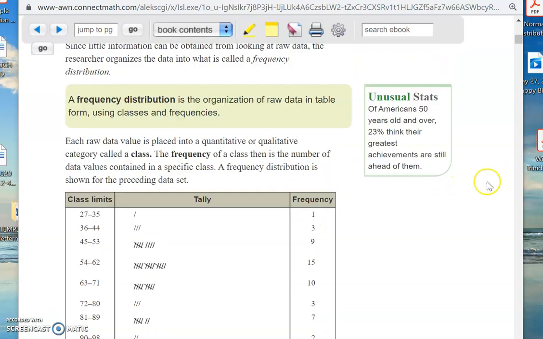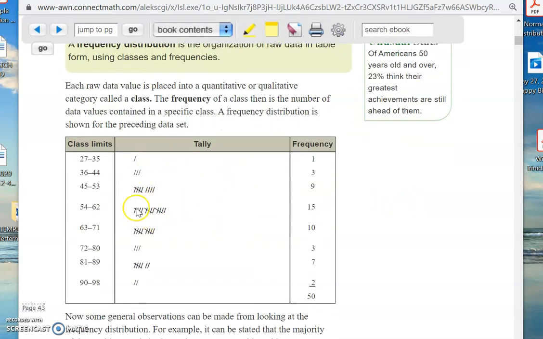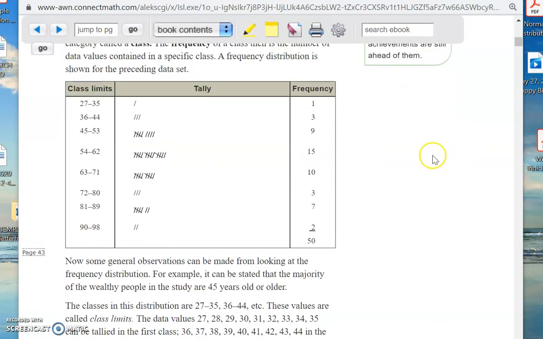It's how often. So the idea is that you have a class limit, like the ages, right? So the class limit from age 27 to 35, age 36 to 44, age 45 to 53. You see how quickly this gets boring, okay? Then you have a little tally here. You tally it up, and then over here you have the frequency, okay?